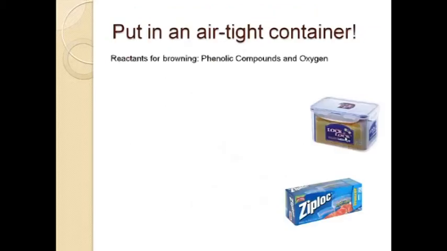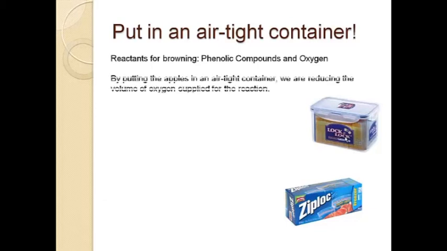What are some other ways to slow down the browning of apple? We can put it in an airtight container, like the lock box or the ziplock box. Reactants for browning include phenolic compounds and oxygen.